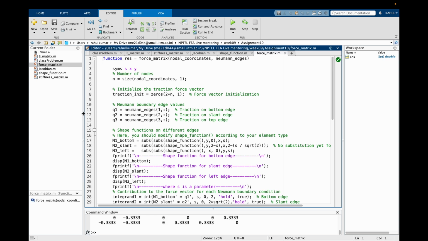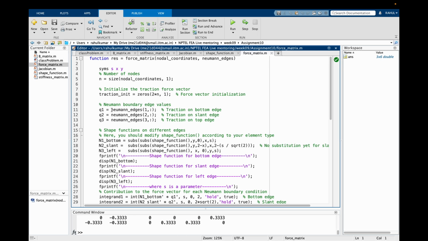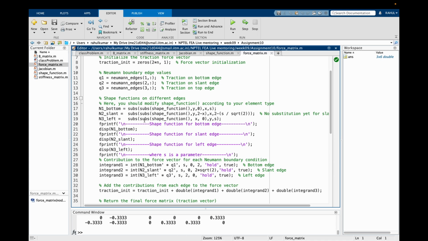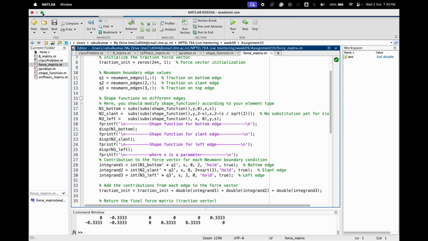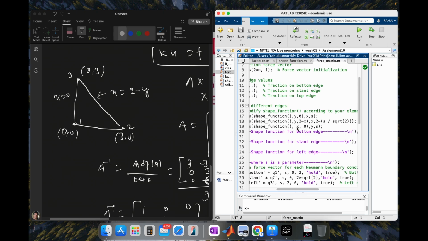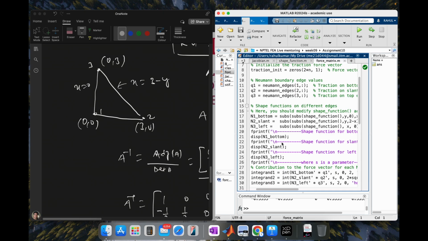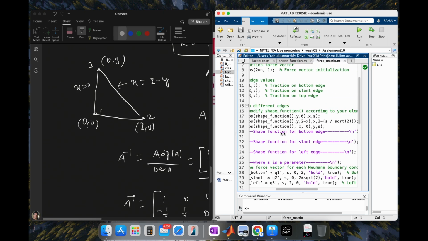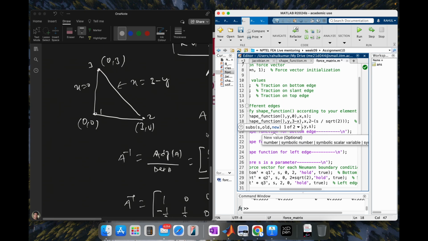Okay, so the force matrix we have is normalized, that is fine. Now if I see the bottom edge, then for the same function it will be y equal to 0, and x will go from 0 to 3, where we substitute x as s. And if I see the slant, y will go from 3 minus x, anyhow we can write y equals 3 minus x.